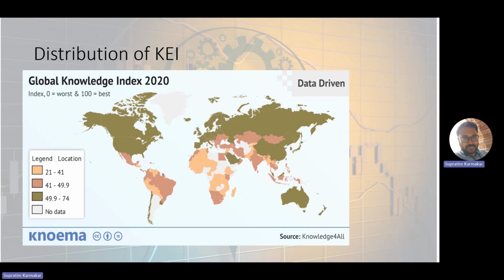And we can see the global distribution is quite uneven. For India, we can see we need some more advancement, some more progress. We are not in the top class. We are in between the lowest class and the highest class, halfway. We need to grow more for the betterment of the knowledge-based economy.